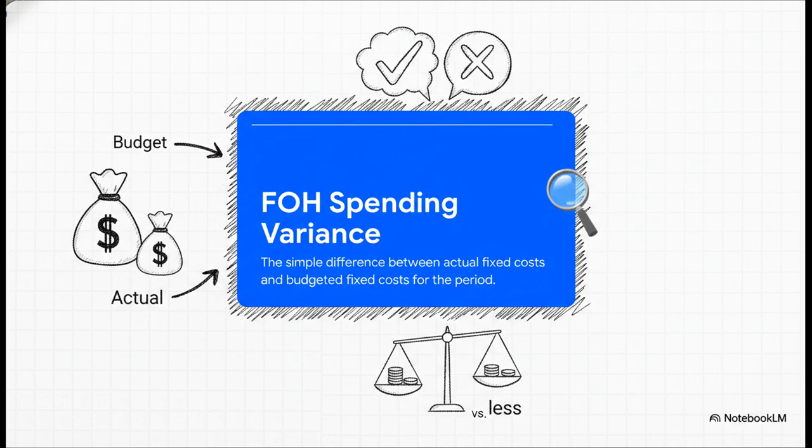The fixed overhead spending variance is honestly the easiest one of the whole bunch. It's just a straight-up comparison. We budgeted a certain amount for all our fixed costs, rent, salaries, you name it. Did we spend more or did we spend less? That's it. It really is that simple.